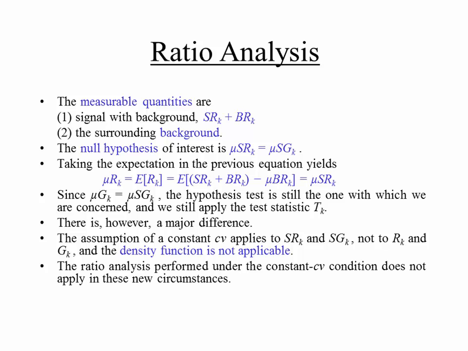And that's what's basically explained here, right? The assumption of a constant CV applies to SR_k and SG_k, right? Those are the actual signals, right? Not to the signals that you measure, R_k and G_k. And whatever analysis we did earlier is not going to be applicable, right? So the ratio analysis performed under the constant CV condition does not apply in these new circumstances.